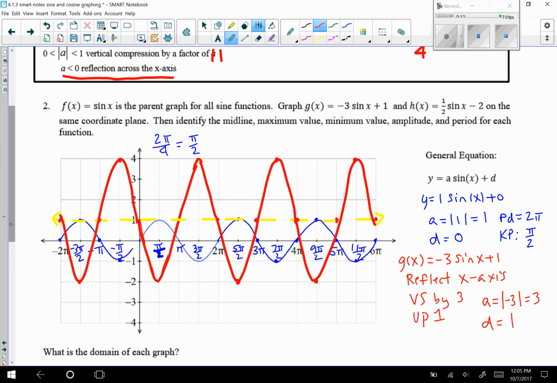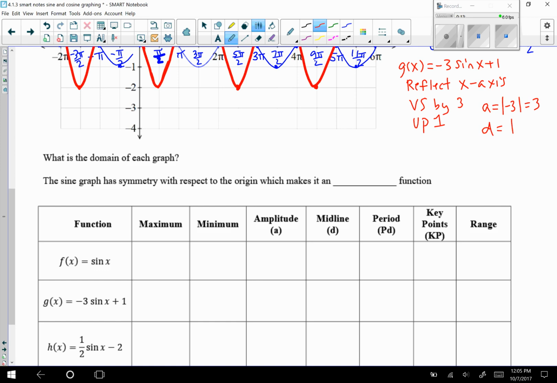So let's go ahead and go down to this table and look at some things. So for our parent graph, maximum we know is 1, minimum is -1, the amplitude is 1, and of course we could always use our formula that we have. So remember the amplitude is going to be your maximum minus your minimum. So 1 minus -1 divided by 2 gives us 1, so that's another way to find your amplitude. Your midline is going to be your maximum plus your minimum divided by 2, so that's where we get 0. Period's 2 pi for our parent graph always, so the key points would be pi over 2, and the range is -1 to 1.